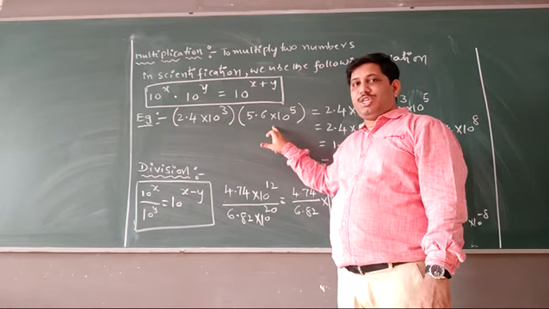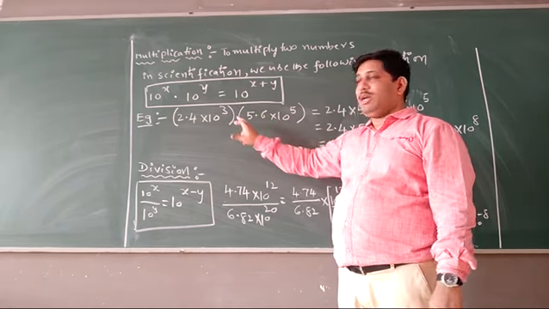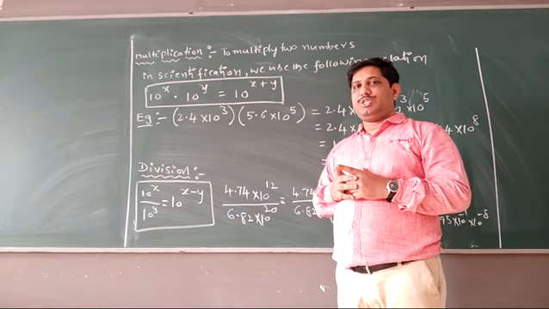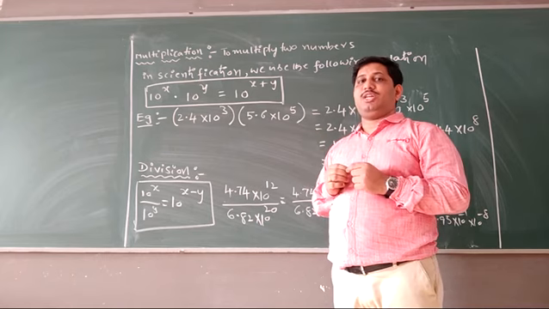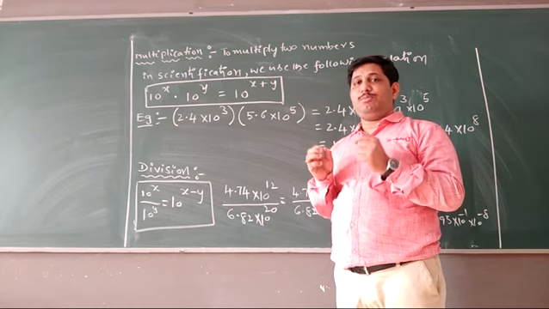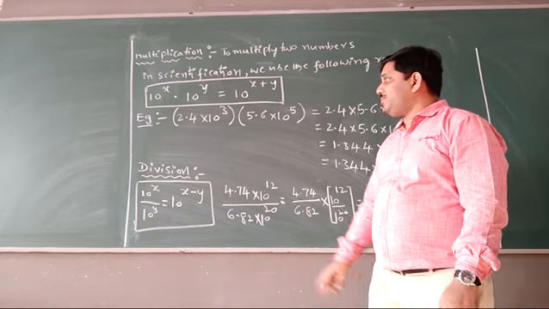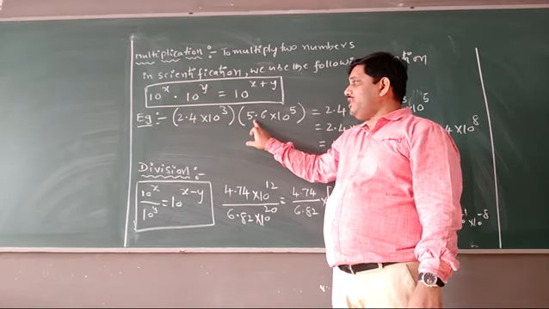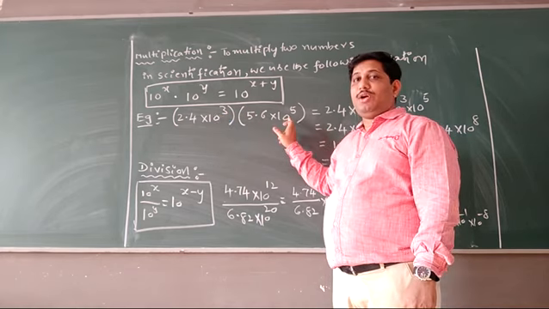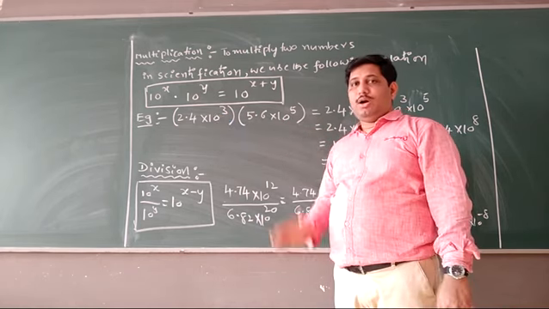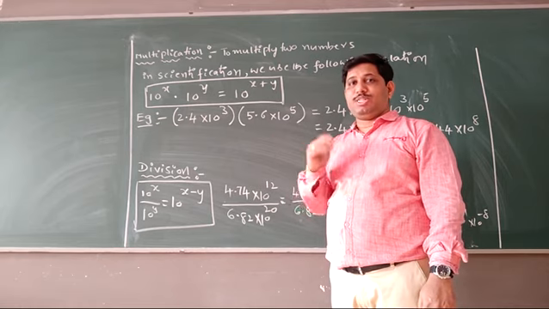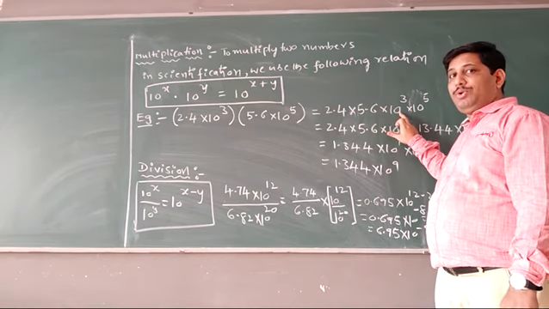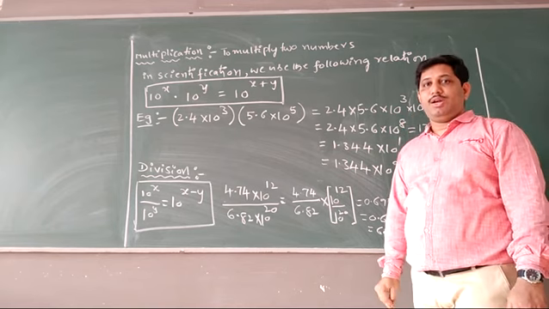Both are scientific notation. Here the bracket indicates we are multiplying these two scientific notations. For multiplication, very easy, students, like normal multiplication. What is the procedure we are using? Same procedure. All the numbers one side, all the powers one side. That is 2.4 into 5.6 into 10 cube into 10 to the power of 5.